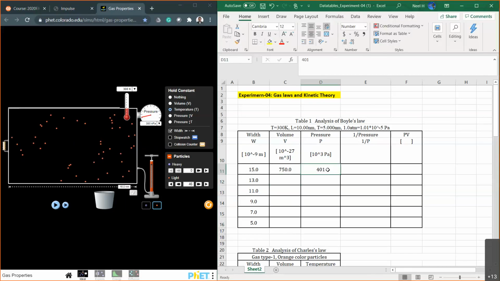Anybody have any questions? Since I went back and forth, I have to start again with the pressure value which I read. And also make sure the temperature must remain constant, okay? 401.